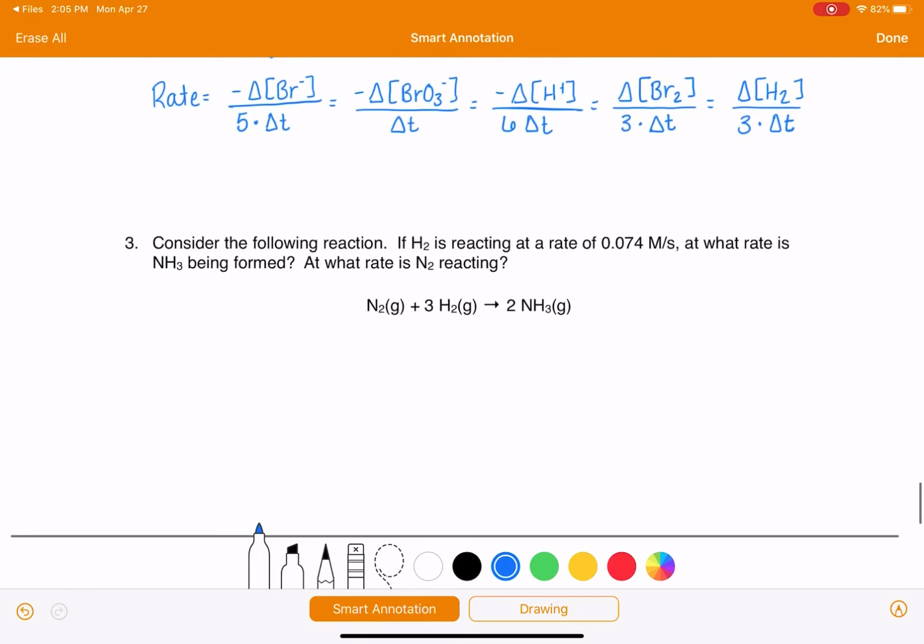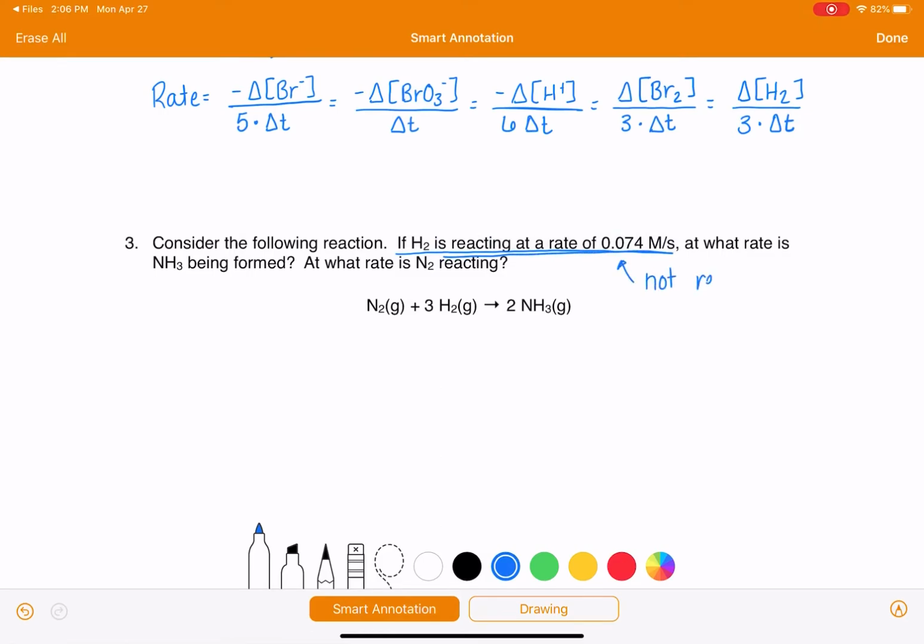And now here's one more problem. Considering the reaction, if H2 is reacting at a rate of 0.074, so this is H2's rate, this is not the reaction rate. It doesn't say the word reaction in there. At what rate is NH3 being formed? At what rate is N2 reacting? So again, these are not reaction rates.